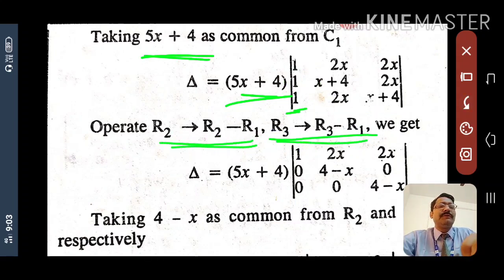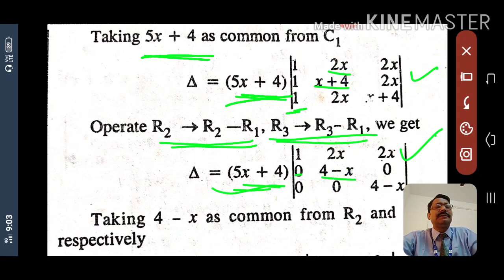Apply the operation to these, and you get this determinant: 5x plus 4 is outside. The first row is as it is, so write the first row as it is. The second row you have to change, so do second row minus first row. So 1 minus 1 is 0, x plus 4 minus 2x gives 4 minus x, then 2x minus 2x is 0, then 1 minus 1 is 0, then 2x minus 2x is 0, then x plus 4 minus 2x is 4 minus x.